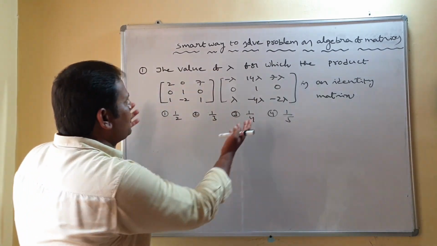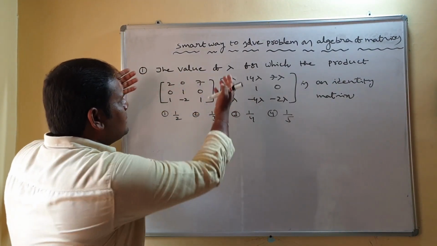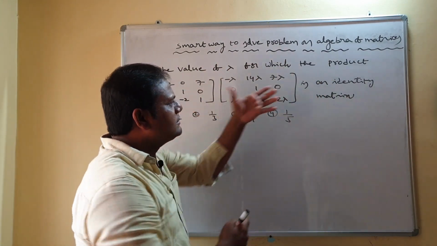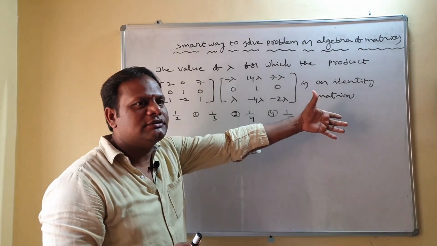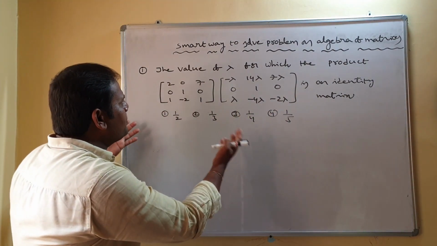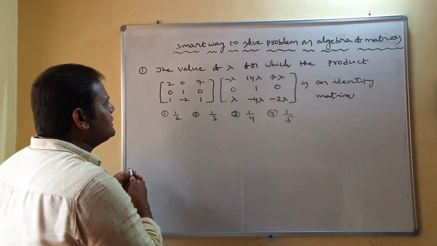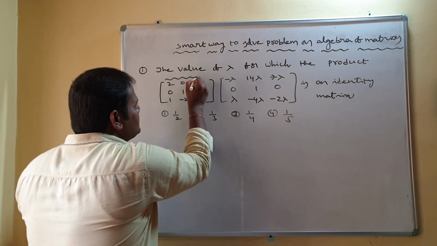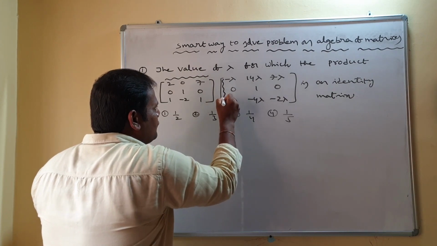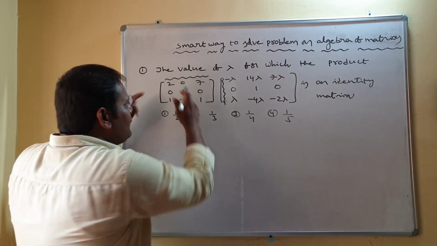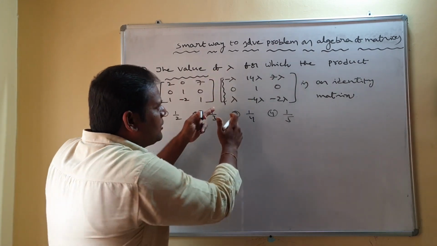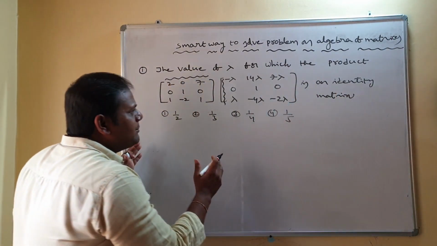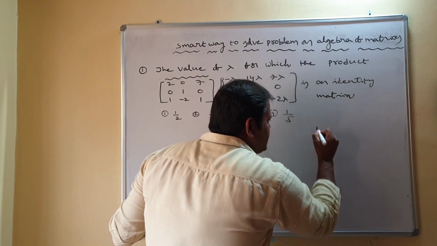See, coming to this problem, what they are asking is the value of lambda for which the product of these two matrices is an identity matrix. You all know how to multiply two matrices. Here you multiply these two matrices. How to multiply two matrices? We multiply first row with first column. If you multiply first row and first column, here what should you get? Identity matrix.